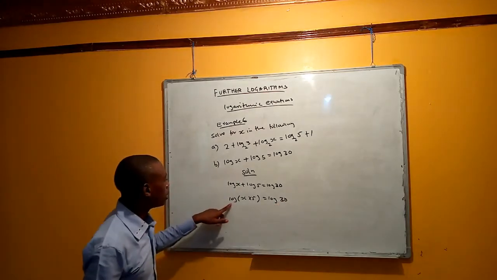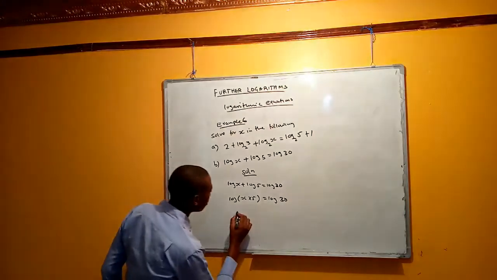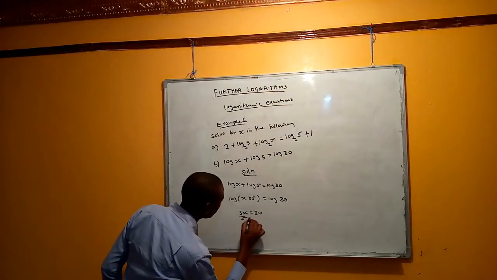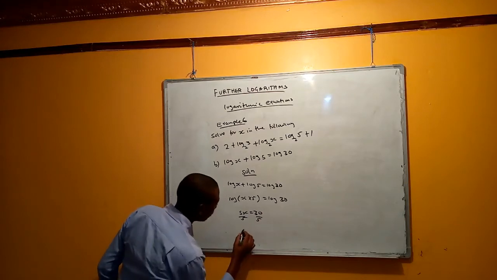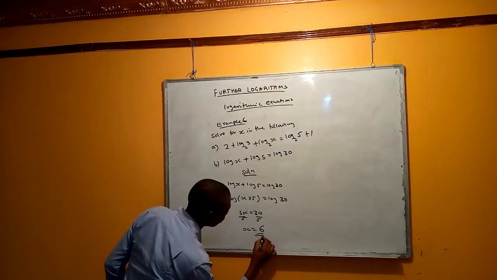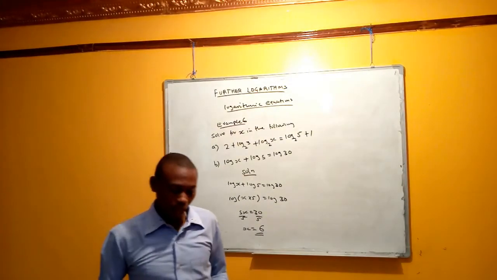But now you see, we have log and log. We can drop them. So we have 5x is equal to 30, divided by 5 on both sides. So the value of x will be 6. The value of x there becomes 6.